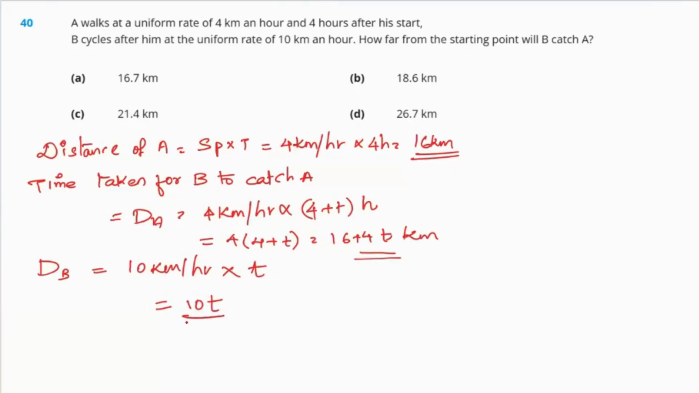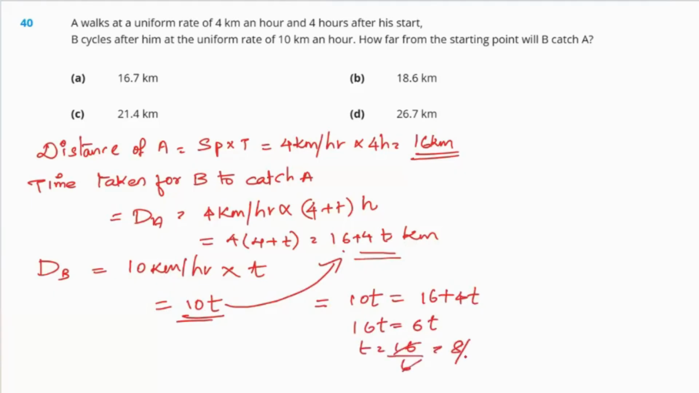10T, okay. So here, this one is equal to this one, right? So we can substitute here, 10T is equal to 16 plus 4T, or 6T is equal to 16. So time is equal to 16 by 6, which is equal to 8 by 3 hours. So time we get. So again, we can substitute this in the distance. So distance is our 10T, right? Distance of B is 10T.